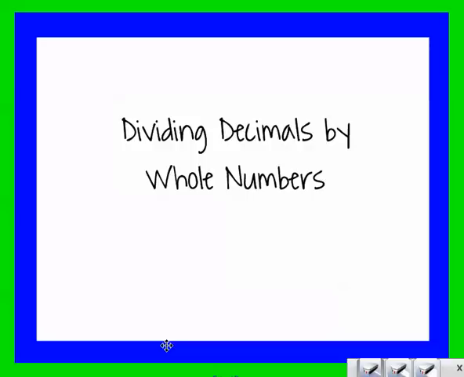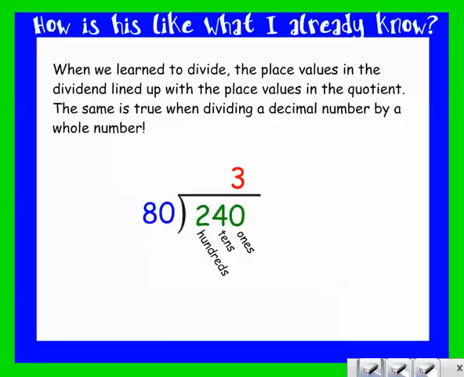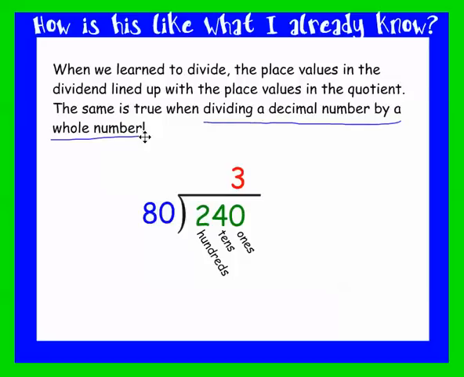Let's take a look at dividing decimals by whole numbers. In our previous lesson, when we were learning to use the standard division algorithm, the place values in the dividend lined up with the place values in the quotient. That same alignment is true when we're dividing a decimal number by a whole number. The key through all of our work when dividing is that we want to have a divisor that is a whole number. We always want to be dividing the decimal or whole number value by a whole number.